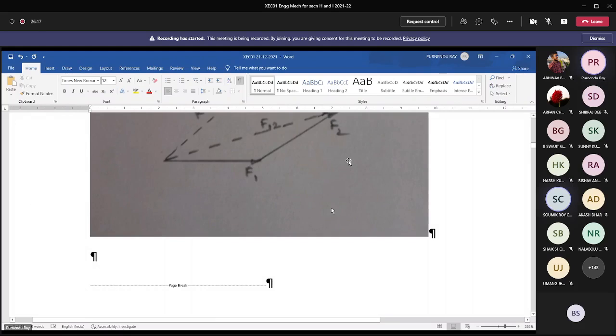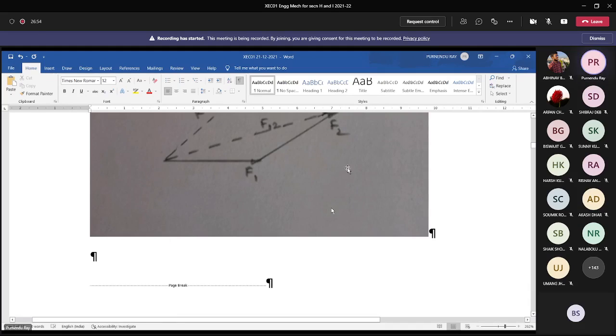And when you square the x component, F1 plus F2 cos alpha whole square, plus F2 sine alpha whole square, then it comes F1 square plus F2 square cos square alpha, plus F2 square sin square alpha. There is sin square plus cos square, that is equal to 1. So F1 square plus F2 square, plus twice F1 F2 cosine alpha.